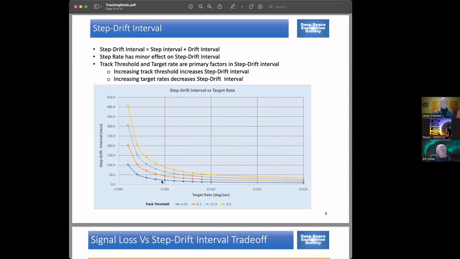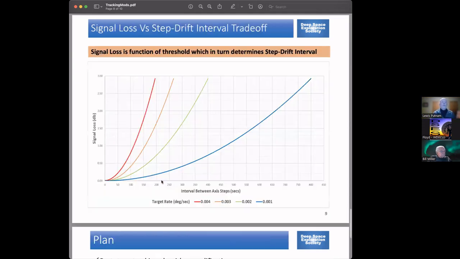So that's about all I was going to say about this chart. We can go on to the next one. This chart is kind of the final wrap up. This is where we're showing the trade between signal loss, which is a function of threshold, which then in turn determines a step drift interval.